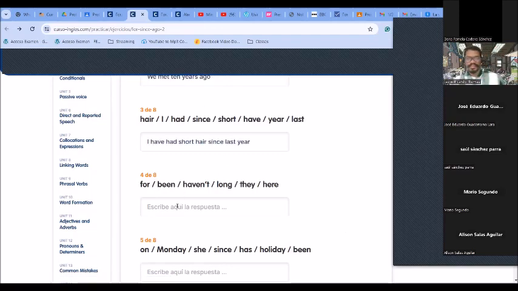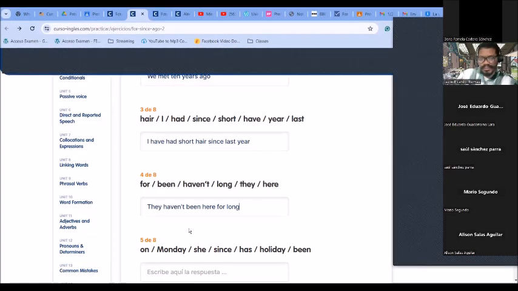Isabel? They haven't been here for long. Right? Why here first? We express the idea, then we put the time expression at the end. Again, one more time. They haven't been here for long.